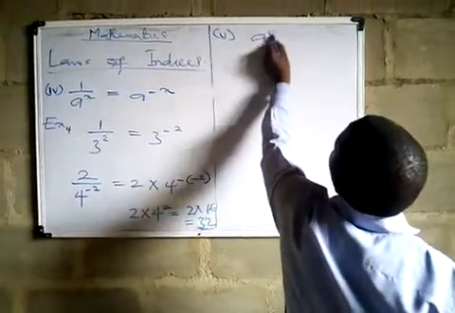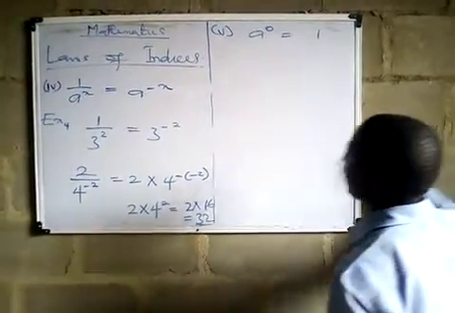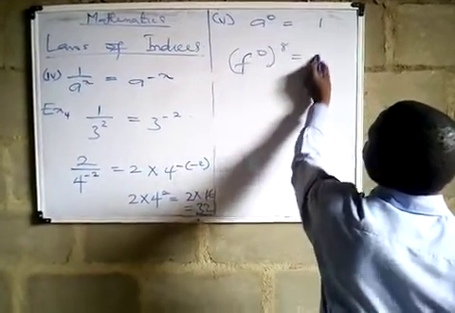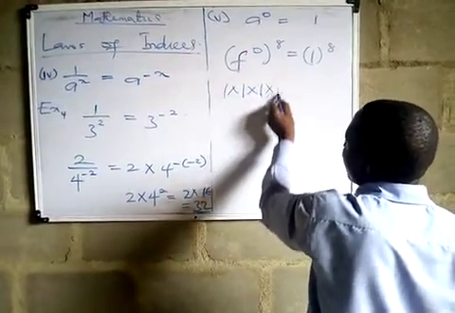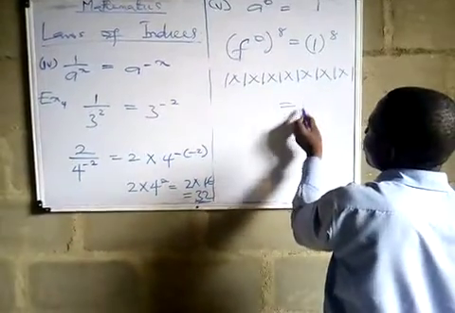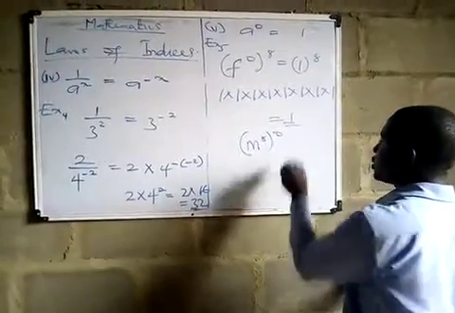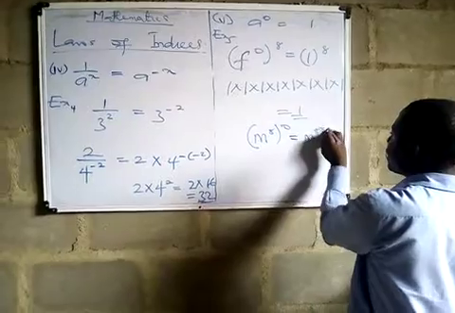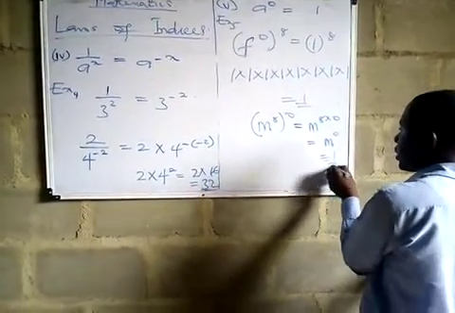If I have a raised to the power of 0, it is the same thing as 1. Anything raised to the power of 0 is equal to 1. So if I have f raised to the power of 0, raised to the power of 8, it is the same thing as 1 raised to the power of 8, which is 1 times 1 times 1 and so on, equal to 1. If I have m raised to the power of 8 into bracket 0, that gives us m raised to the power of 0, which is still 1.